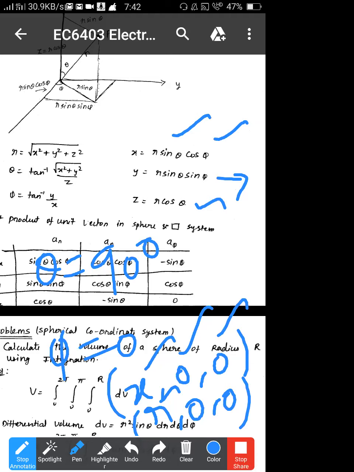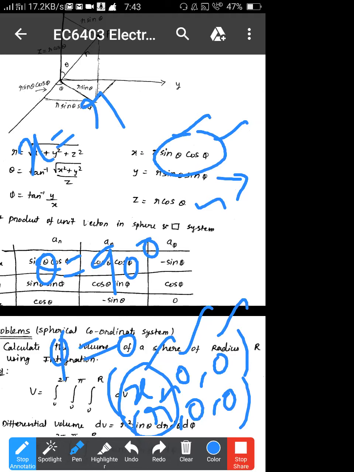What is the idea? My x is equal to r. When I choose a point exactly on the x-axis, my x has to be equal to r. It is independent. And for that particular point, theta is 90 degree and phi is 0 degree. To satisfy that only I am putting sine theta and cos phi. This is the simple way to remember.